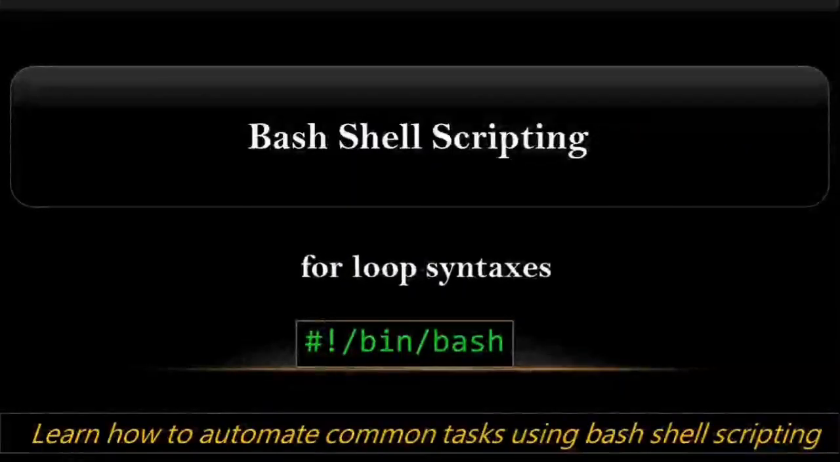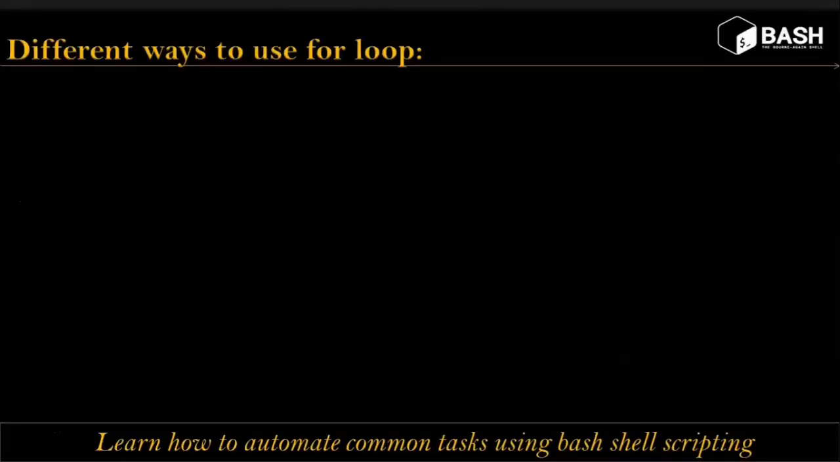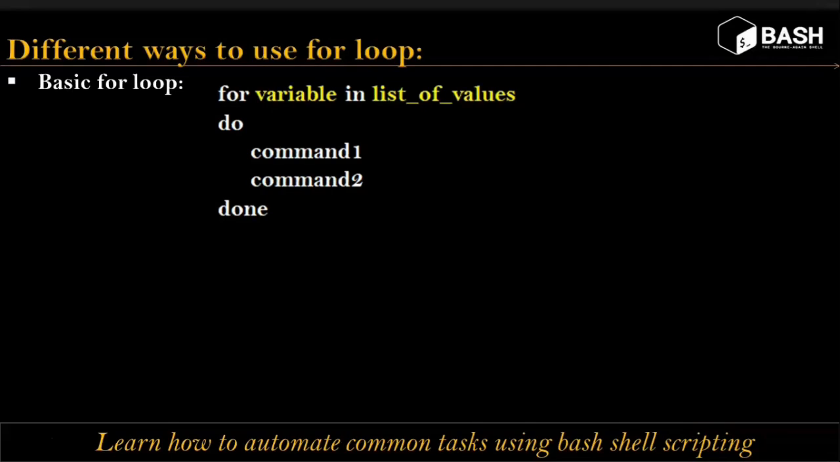Friends, here our concept is for loop syntaxes. There are different types of syntaxes for your for loop, or we can use for loop in different ways. Let me go with one by one. The very first one is the basic for loop, and this is the syntax for your basic for loop.